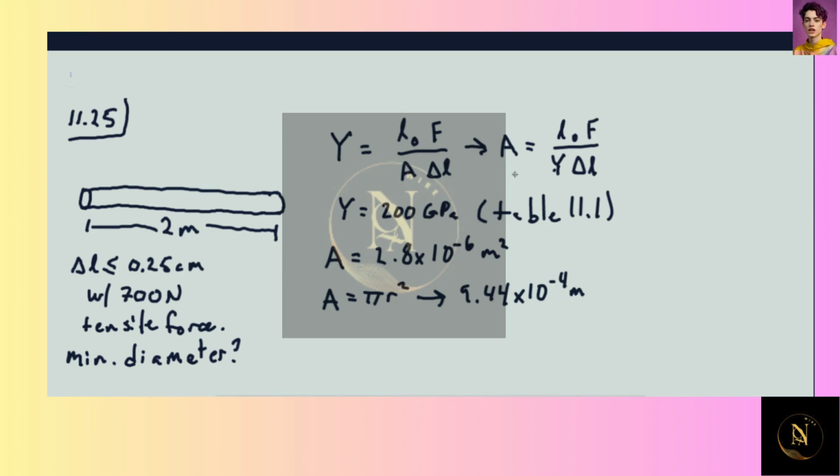Oh, it's worth noting that if we put the maximum value of delta L in here, because this is in the denominator, that will give us the minimum diameter. Because we have the maximum, but it's inverted, it will give us the minimum we need for this.